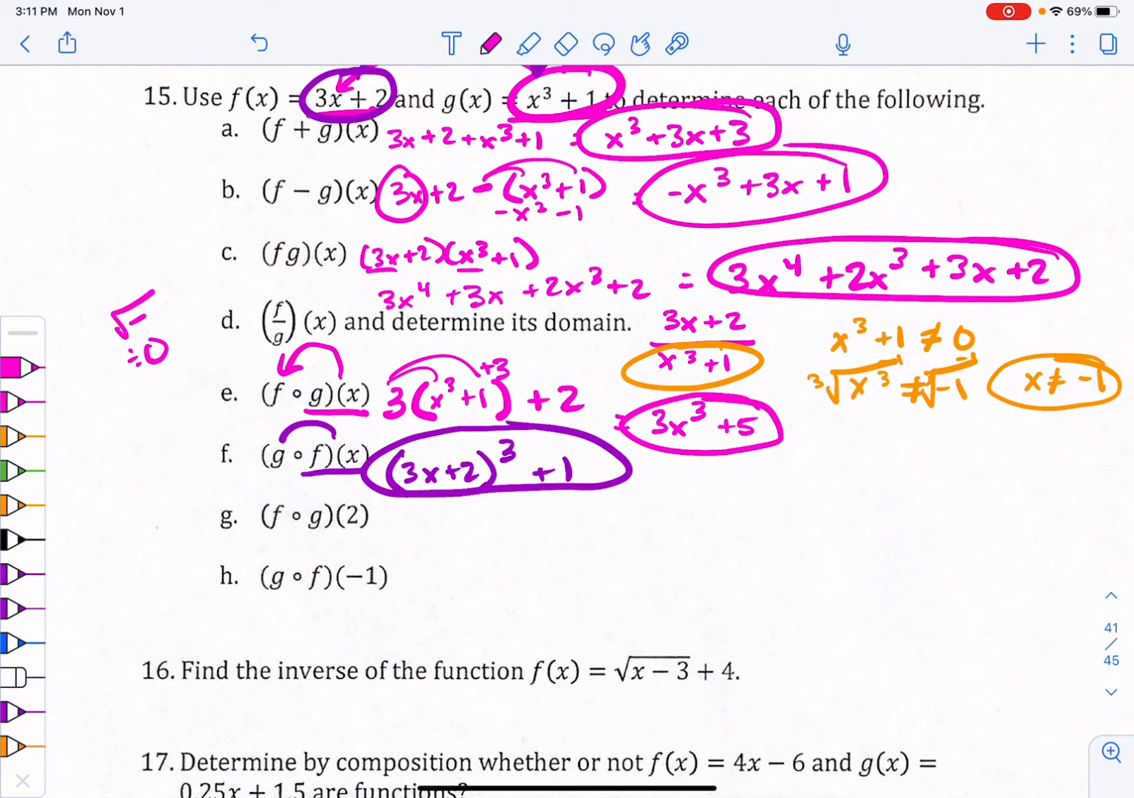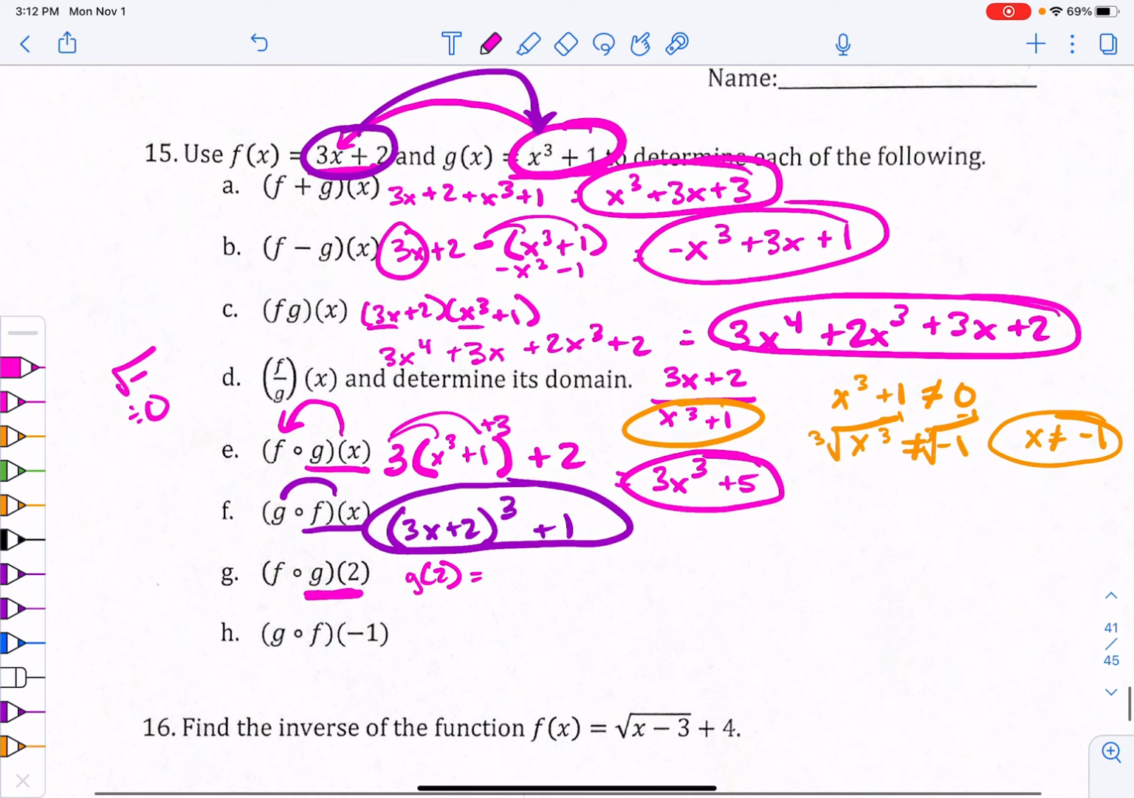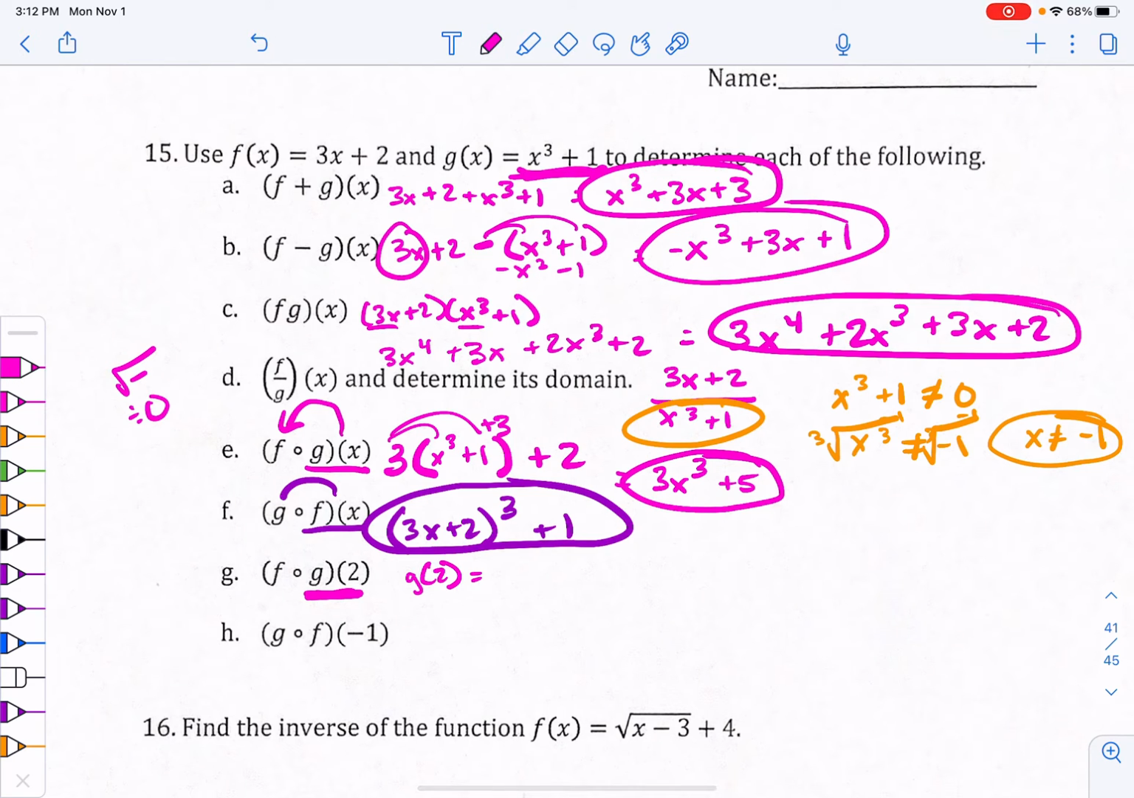This one, we have actual numbers to plug in, so we're going to find g of 2 first, and then we're going to plug that number into f. G is this function here. We've got 2 to the third plus 1. 2 to the third power is 8. 8 plus 1 is 9. Then we're going to find f of 9. We're plugging that into the f function. So that's 3 times 9 plus 2. 3 times 9 is 27, plus 2 is 29.